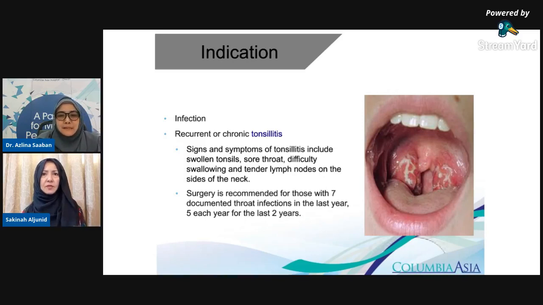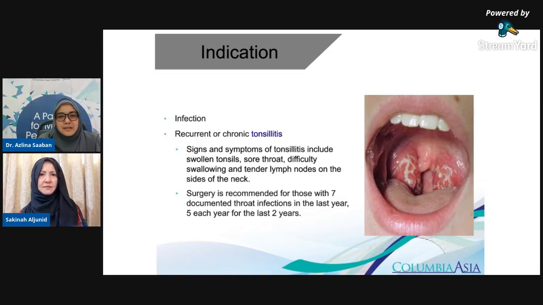But sometimes the patient can't really wait, because the symptoms of the tonsils like fever, very bad sore throat, and then general body ache, with tender lymph nodes.